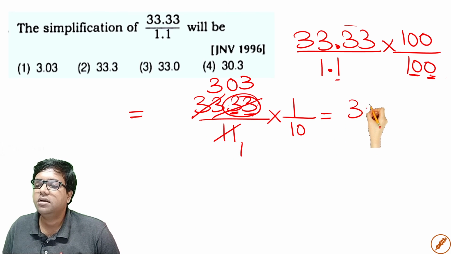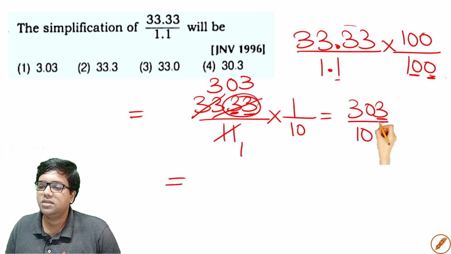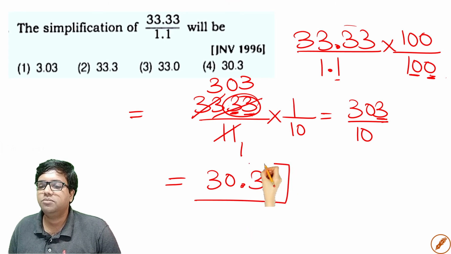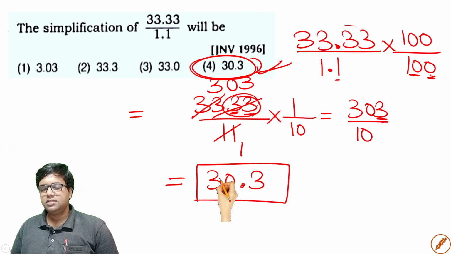So this gives me 303 divided by 10. So when you divide any number by 10, one decimal place is there. So there will be one digit after the decimal, 30.3. 30.3, option 4 is the right answer for this question.